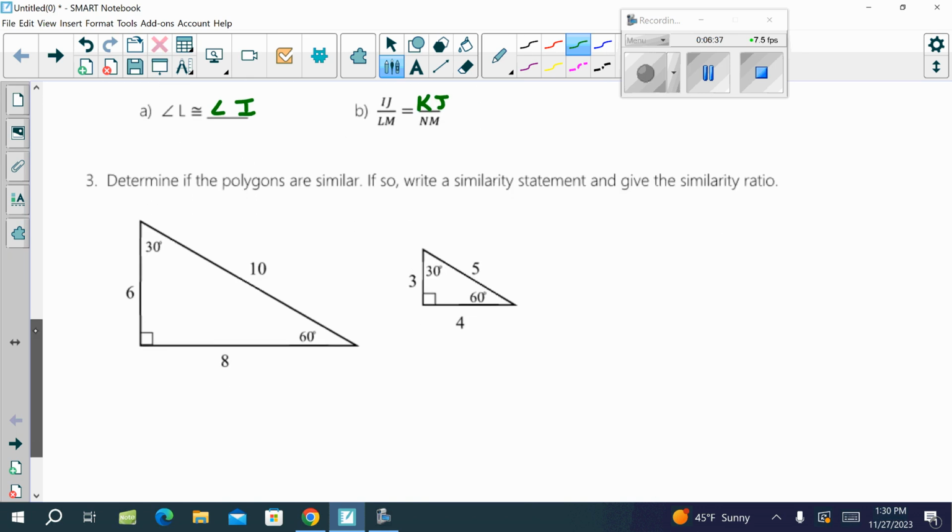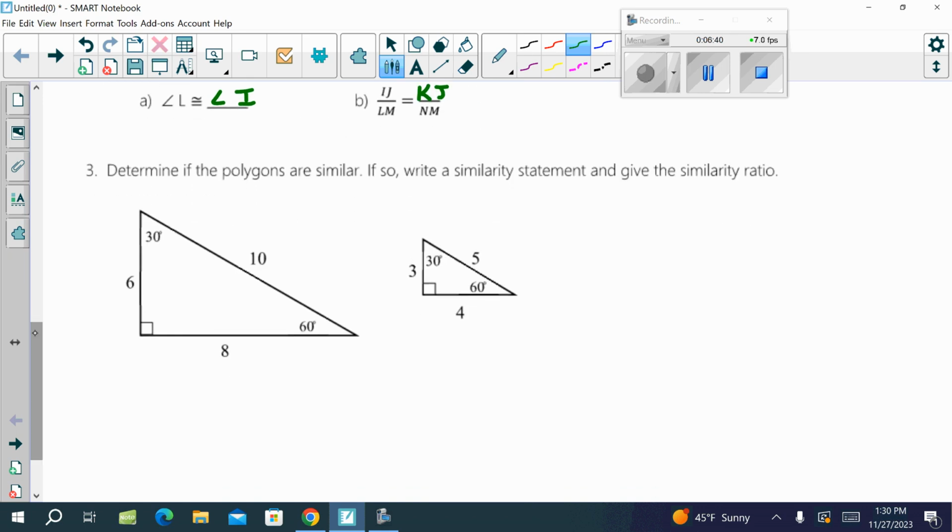All right. Next, determine if the polygons are actually similar. If so, write a similarity statement and give the similarity ratio. So we had 2 things we had to check up on the top there. What was the first thing we needed to know if 2 polygons were going to be similar? Kobe? Same shape but not same size. No. Yes, Jonathan? Good. So the first one is congruent what? Angles. Good. So we need congruent corresponding angles.